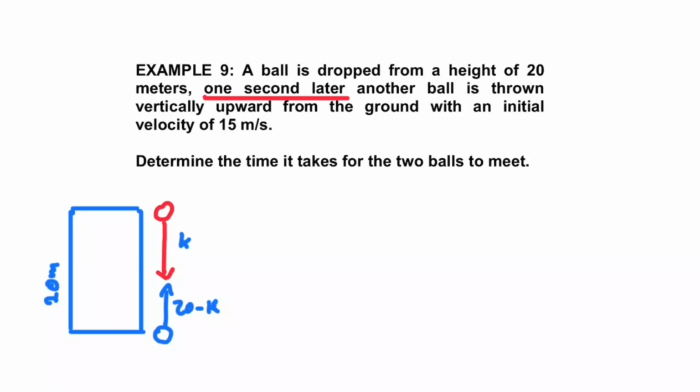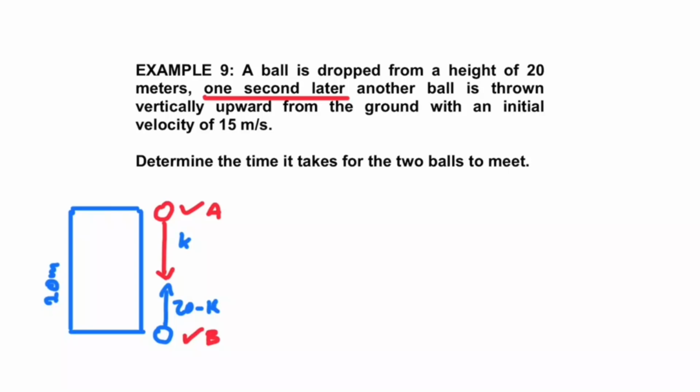So a ball is dropped from a height of 20 meters. 1 second later, another ball is thrown vertically upward from the ground with an initial velocity of 15 meters per second. Determine the time it takes for the two balls to meet. So we can say that this is ball A and this is ball B. So let's concentrate on ball A before we move to ball B.